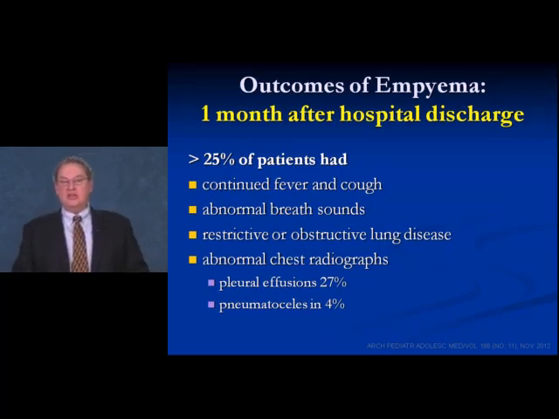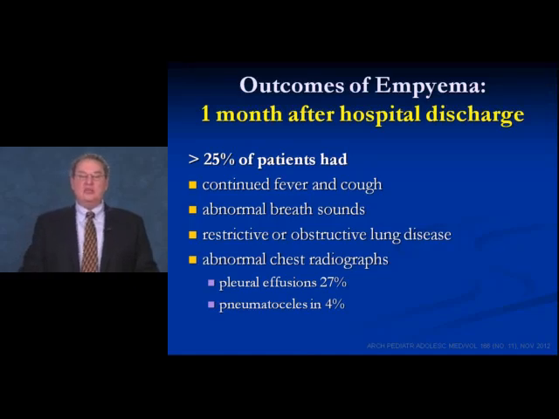The outcomes of empyema, 1 month after the hospital discharge, more than 25% of the patients continued to have fever and cough, some abnormal breath sounds. They're old enough to perform spirometry. You could document restrictive or obstructive lung disease. And they had chest X-ray abnormalities. As many as 27% had pleural effusions, and 4% had pneumatoceles.